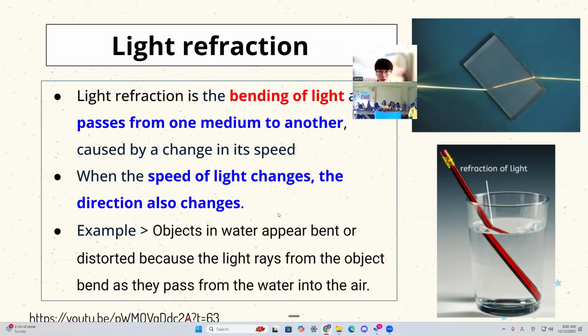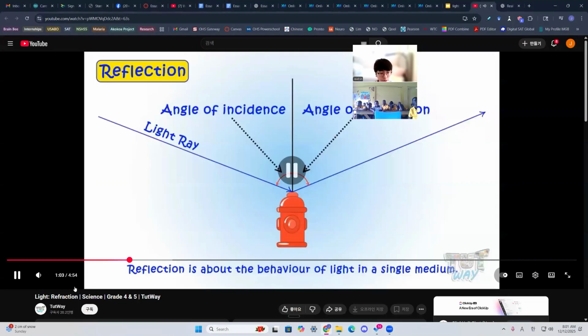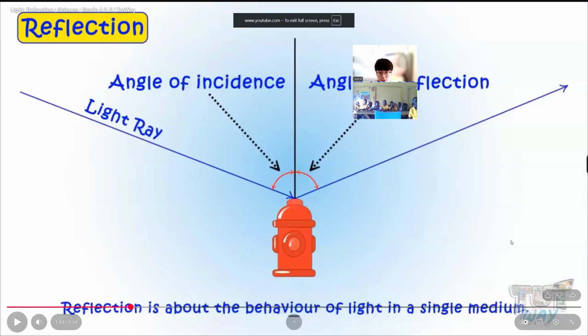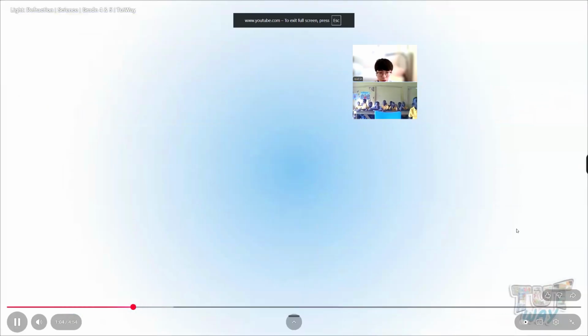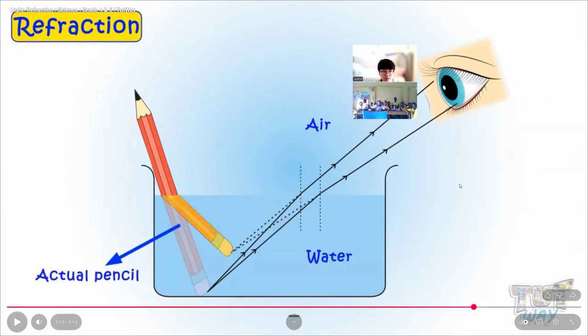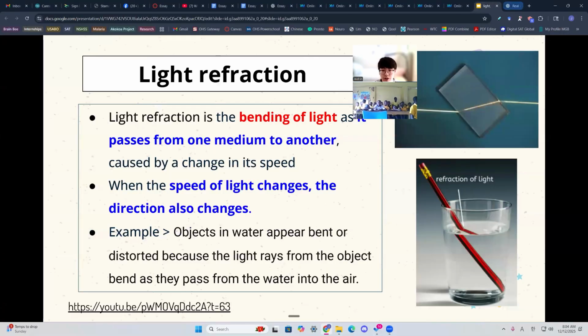So here is the video. This isn't just any chat, it's ClickUp chat. Sure, you can tag your team. Now we will learn about the behavior of light. Okay, yeah. So we will watch until there.